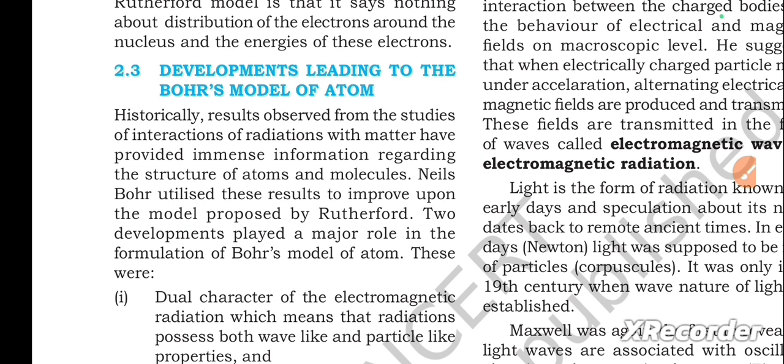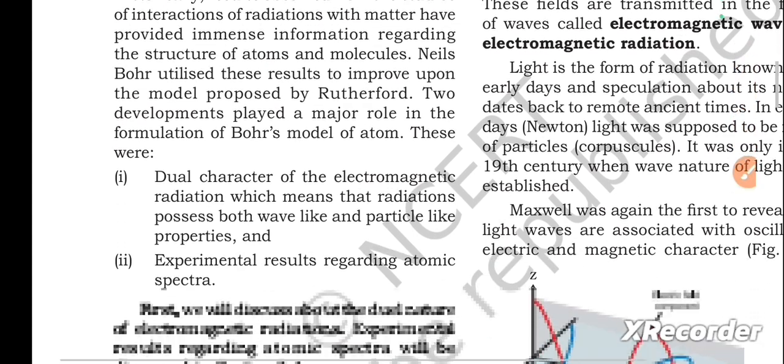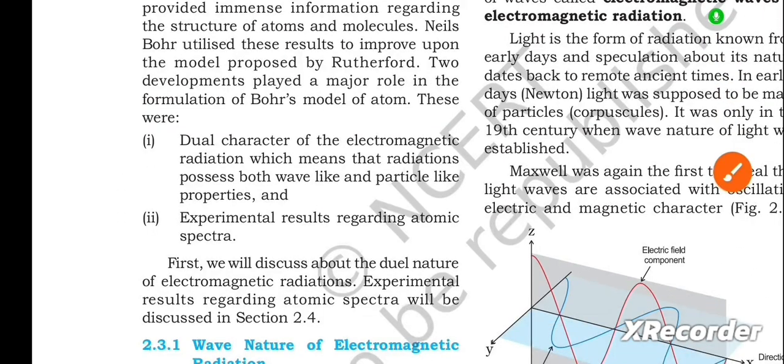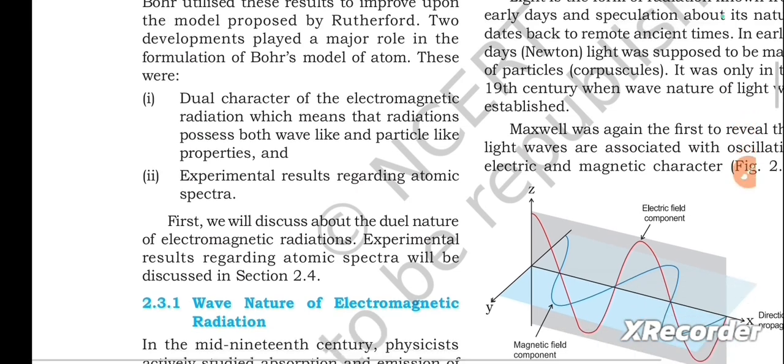Historically, results observed from the studies of interactions of radiations with matter have provided immense information regarding the structure of atoms and molecules. Niels Bohr utilized these results to improve upon the model proposed by Rutherford. Two developments played a major role in the formulation of Bohr's model of atom. These were, first, the dual character of the electromagnetic radiation, which means that radiations possess both wave-like and particle-like properties, and second, experimental results regarding atomic spectra.